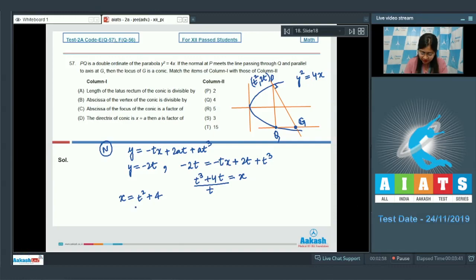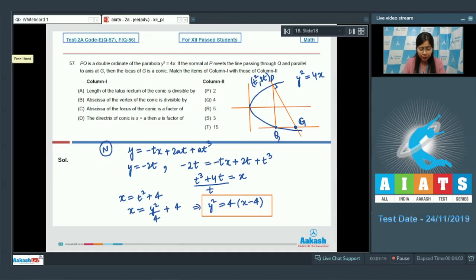So we can say that the locus will be, with t written as y upon minus 2, x equal to y^2 upon 4 plus 4, which means that y^2 is equal to 4 multiplied by (x minus 4). So this is the locus of G. Now, option A is talking about length of the latus rectum. Length of latus rectum is directly 4. So, 4 is divisible by 2 and 4. So, answer is P comma Q.